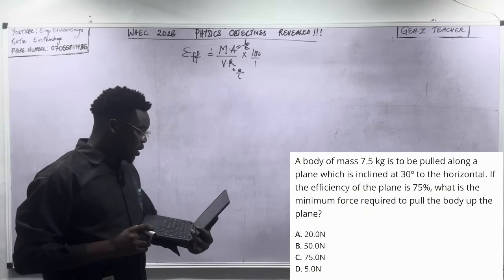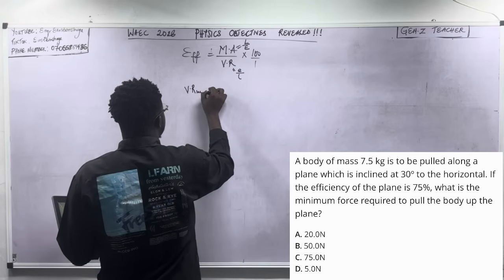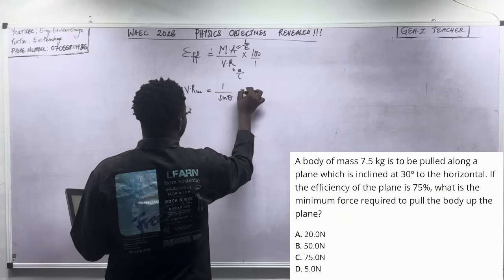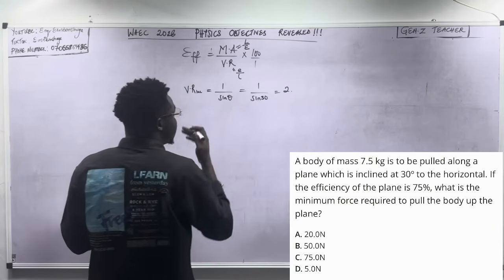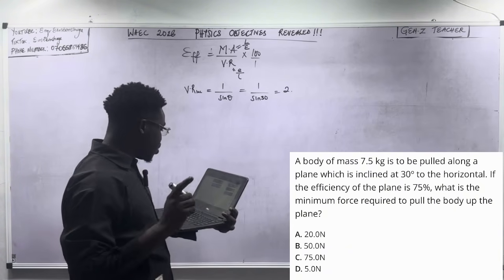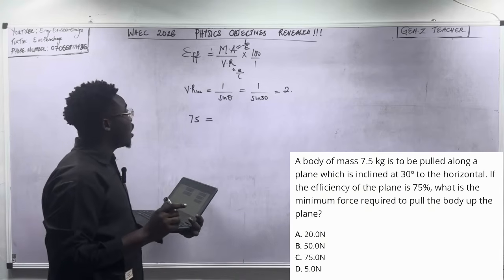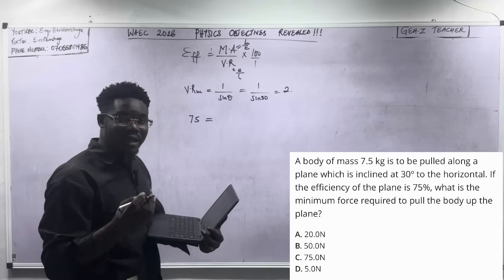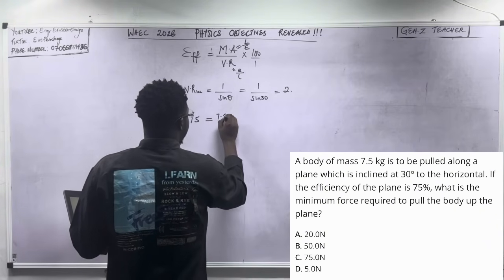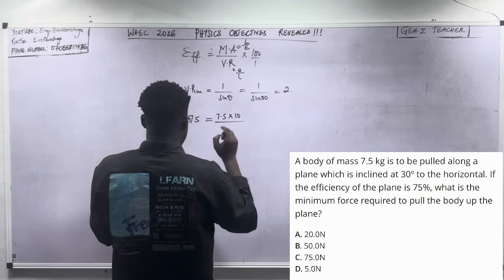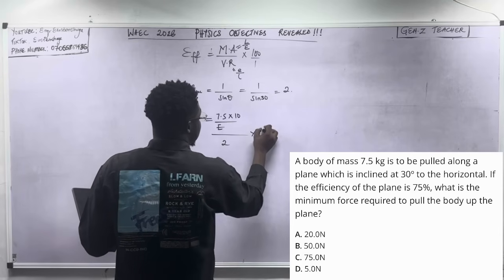Now from the question, since it's an inclined plane, the velocity ratio for inclined planes is actually 1 over sine theta. So you can quickly get that value. The angle was 30 degrees. This should be around 2. So VR is 2. Now from the question given, the efficiency was 75. Let's put our values. 75 equals, now remember, MA is load over effort. The object we are moving is 7.5 kg as a mass, so the load should become 7.5 times 10, over the effort we are looking for, and this all divided by our VR of 2, then times 100 over 1.